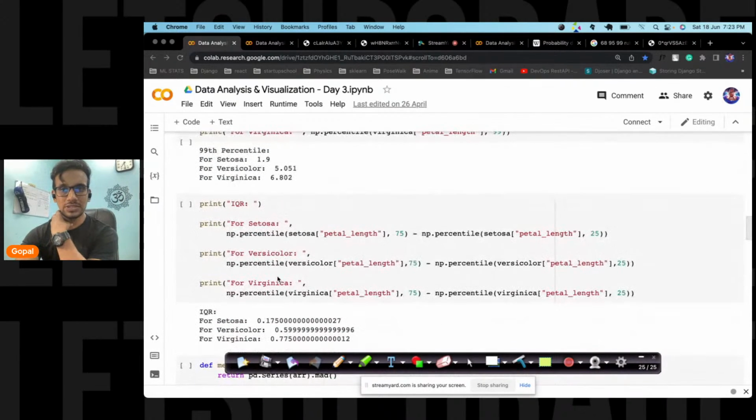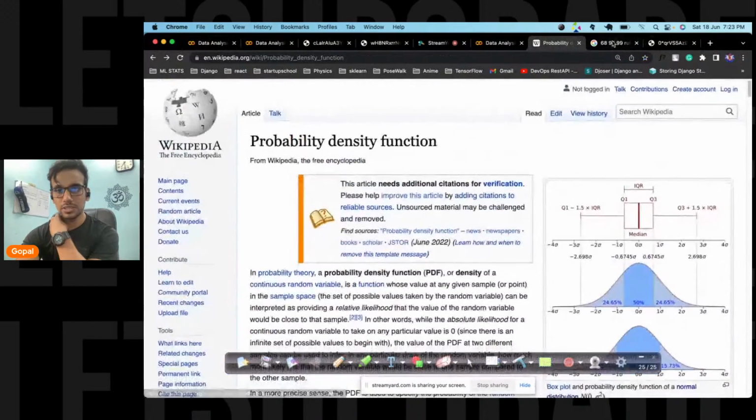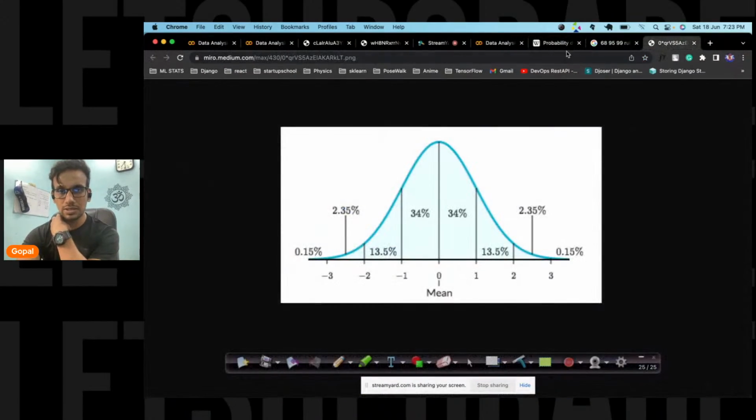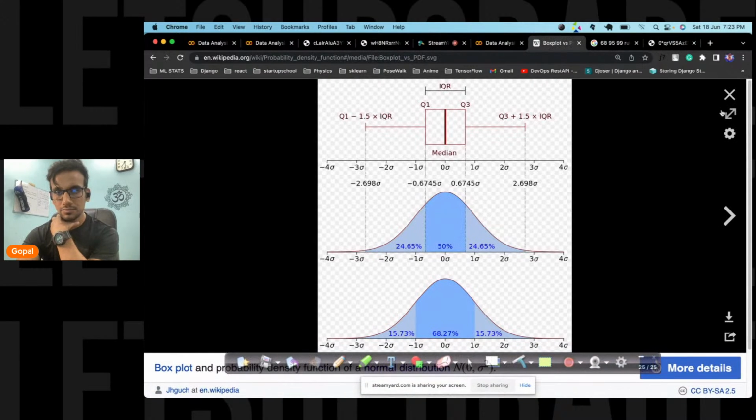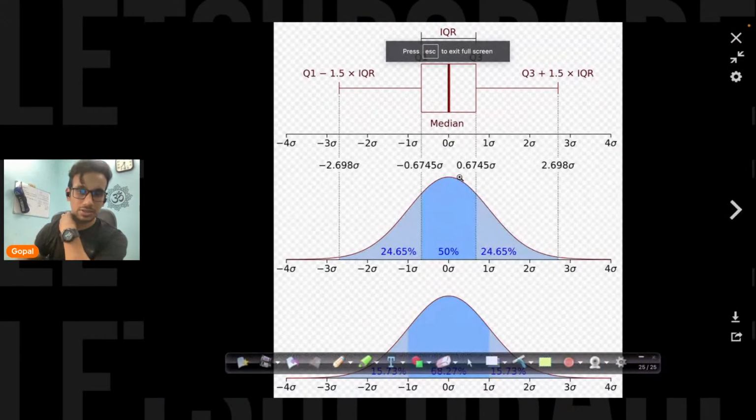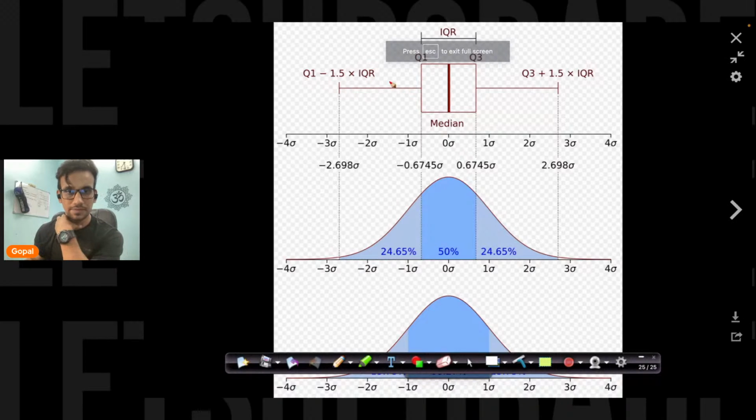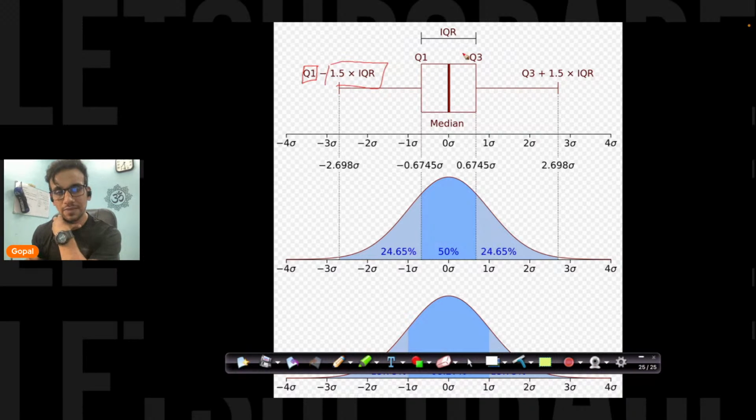And your interquartile ranges, so let's also talk about this. This is your interquartile range, the very first one here, and this is your quarter one. So how exactly can you calculate the IQR? IQR is nothing but the difference between your Q3 and Q1, quarter three and quarter one. Quarter three is nothing but your 75th percentile value, and quarter one is nothing but your 25th percentile value. So you can calculate this IQR from these values. It is not a big deal.